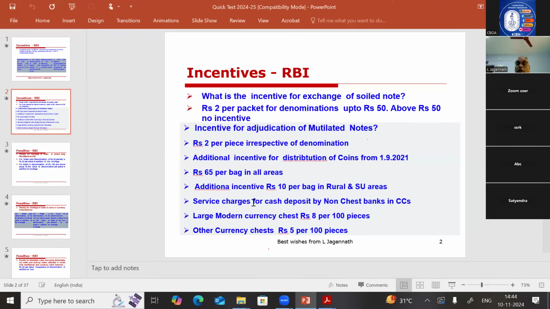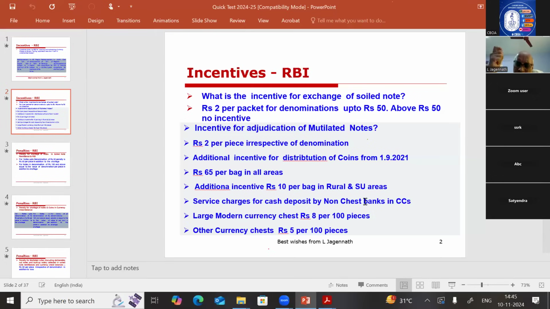Service charges for cash deposit by non-chest banks in the currency chest. CC stands for currency chest. What do you mean by a non-chest bank? If in a center a bank is not having a currency chest, that bank is called a non-chest bank. So in a center, if a bank is not having a currency chest, that bank is called a non-chest bank.